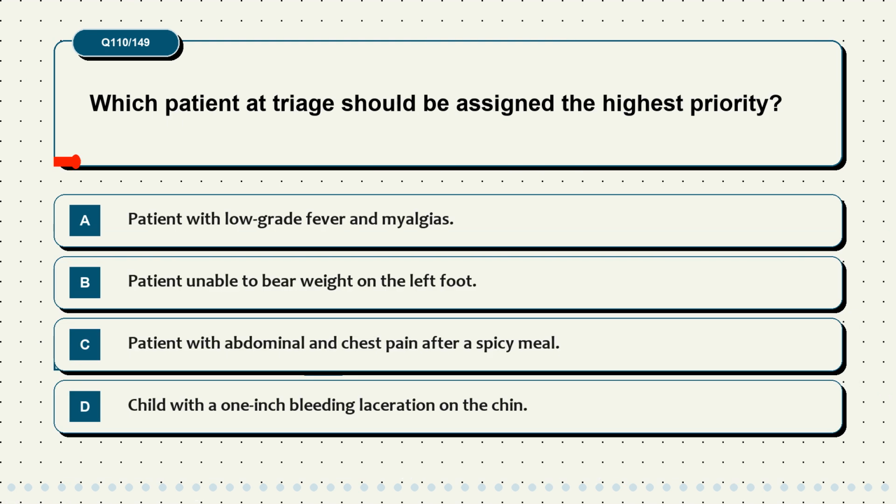Question 110. Which patient at triage should be assigned the highest priority? Here are the options. Option A. Patient with low-grade fever and myalgias. Option B. Patient unable to bear weight on the left foot. Option C. Patient with abdominal and chest pain after a spicy meal. Option D. Child with a 1-inch bleeding laceration on the chin.